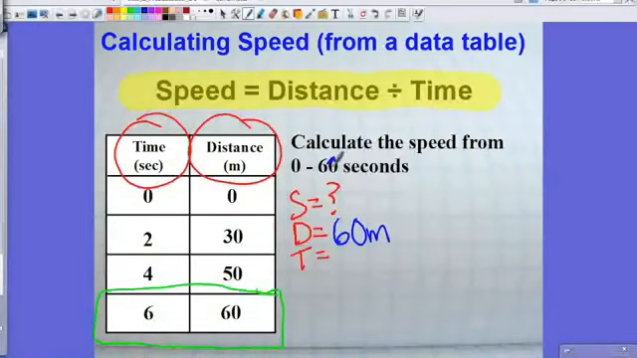Oh, and this should probably say 0 to 6 seconds. I made a mistake, sorry about that. Okay? And then the t at 6 seconds should be 6 seconds.